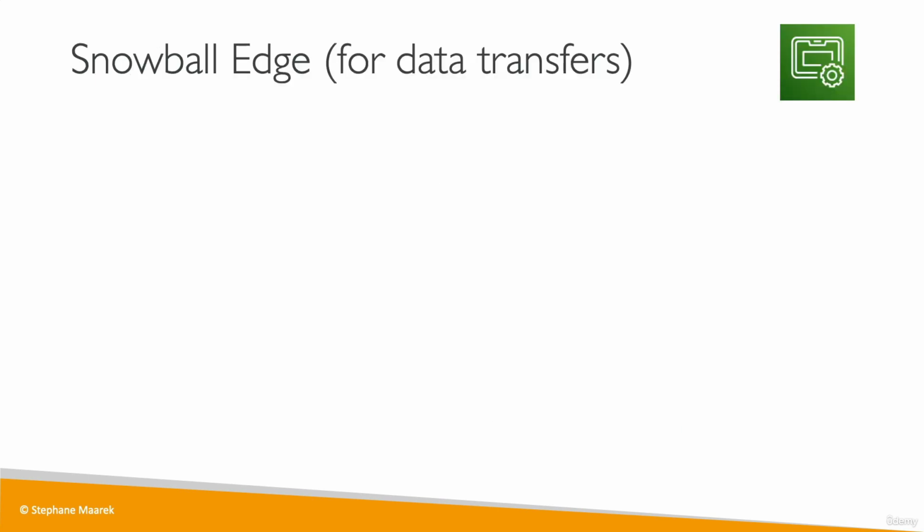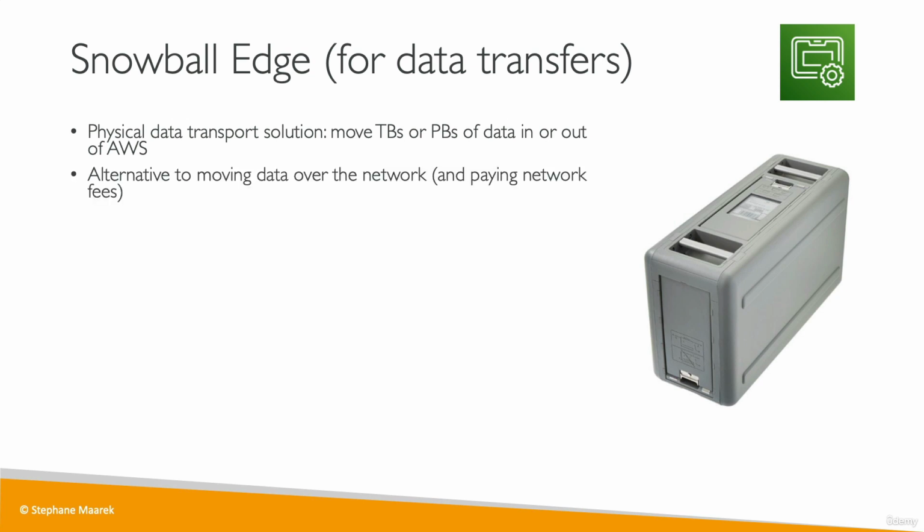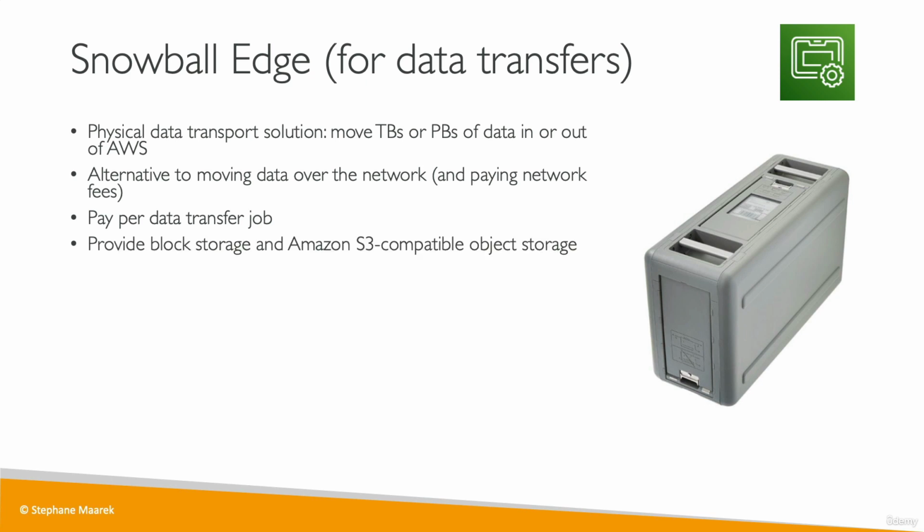Okay, so now what sort of devices do we have? We have the Snowball Edge. Snowball Edge is a huge box, as you can see, and it is going to be used to move terabytes or petabytes of data in and out of AWS. It's going to be an alternative to moving data over the network, as we've seen. We're going to pay per data transfer job, and the interface within the Snowball Edge is going to provide block storage or Amazon S3 compatible object storage.